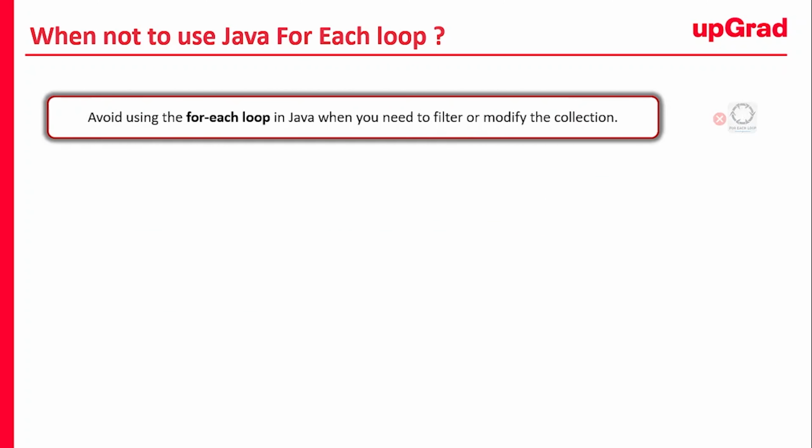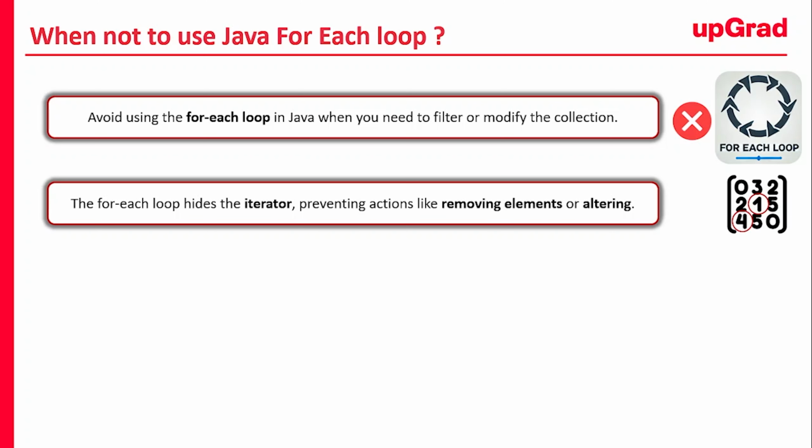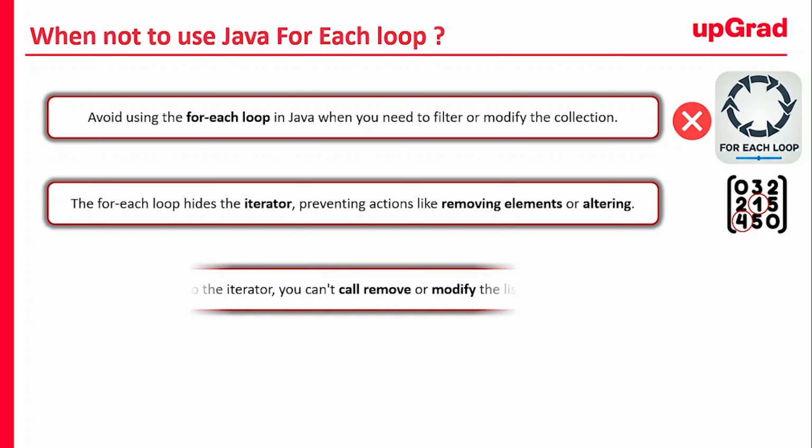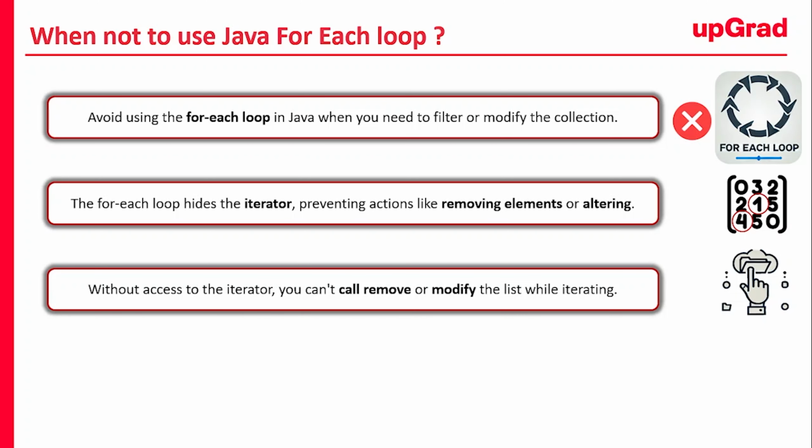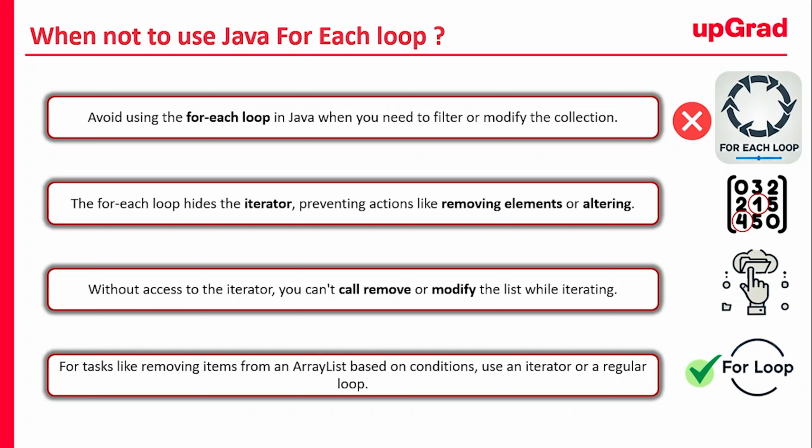So you shouldn't use the for each loop in Java when you need to filter elements or modify the collection, like removing or replacing items. This is because the for each loop hides the iterator, which is what you will need to perform these actions. Without direct access to the iterator, you cannot remove elements or alter the structure of the list while iterating. For example, if you are trying to remove certain items from an array list based on a condition, the for each loop won't work because you can't call remove. In these cases, using an iterator or a regular loop is a better option.